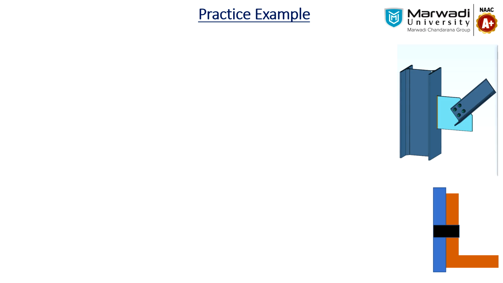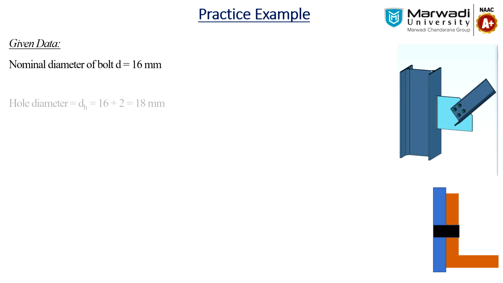First of all we will start with some basic data. The given data is the nominal diameter of the bolt, that is 16 mm. As per IS 800, whenever there is a diameter of bolt, the hole diameter will be along with some clearance. So for 16 mm there will be 2 mm clearance, so the diameter of hole is 18 mm.